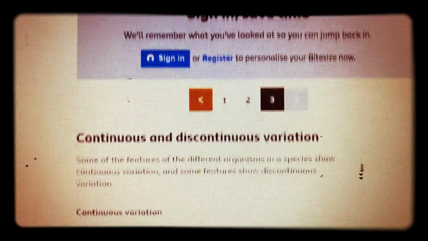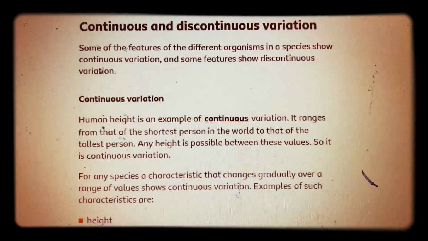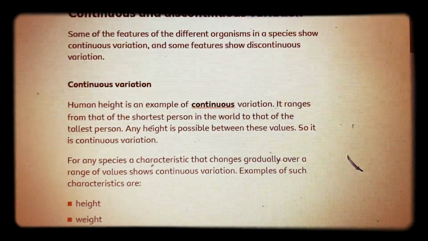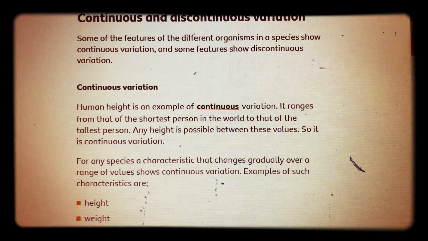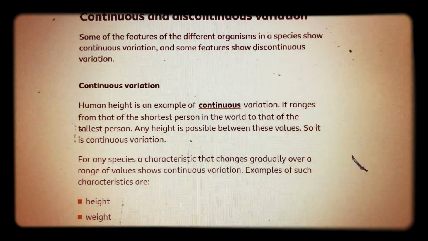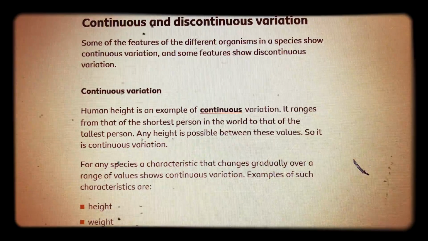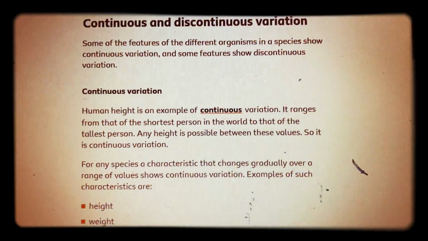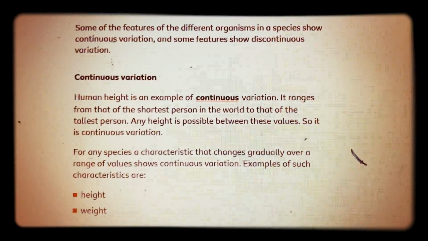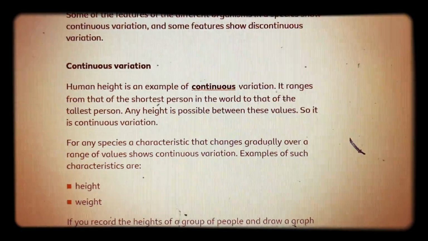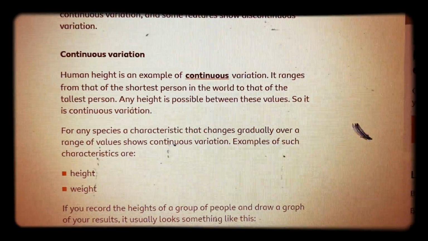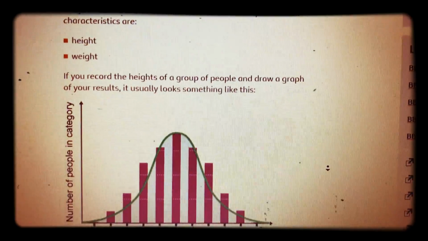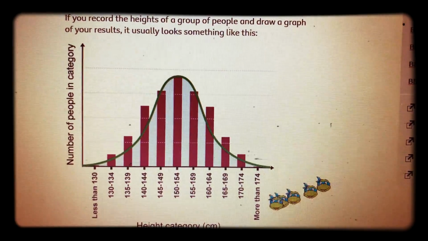So, I'm now going to talk to you about something that is slightly harder, a concept called continuous and discontinuous variation. Some features in organisms in a species show continuous variation and others show discontinuous variation. Now, human height is an example of continuous variation. We have the shortest person in the world and we have the tallest person in the world, and your height is possible within these two extremes.